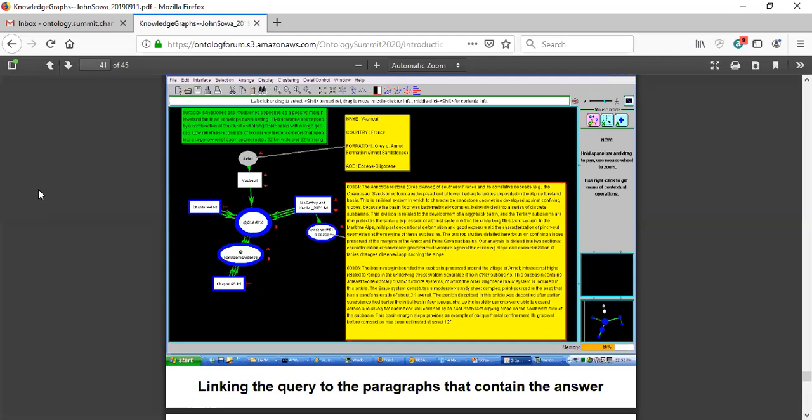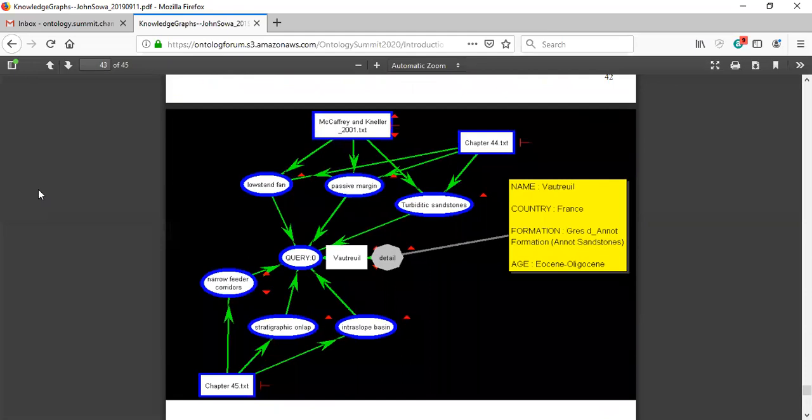Go forward to 43, and slide 43 shows how this query was answered. It showed that chapter 45 of the text had some background information on narrow feeder corridors, stratigraphic onlap, and intraslope basin. And this research report by McCaffrey and Kneller showed information for low stand fan, passive margin, and chapter 44 of the text had the information for turbiditic sandstones. So it's deriving this ontology by just reading these documents.